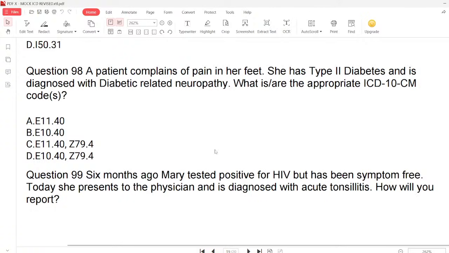98. Yes, A is the answer. Yeah, Monica, correct. E11.40. Prasna, Rashi, correct. Okay, Akash, thank you.